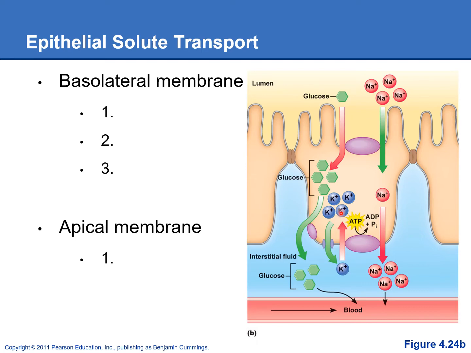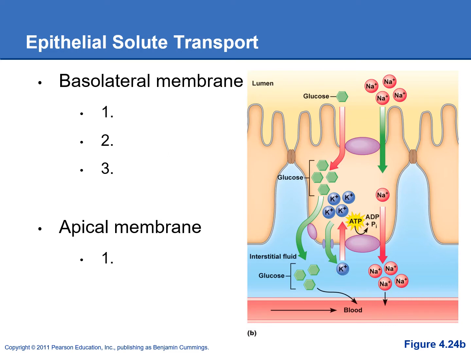Right to the left of that, we have some potassium diffusing through a potassium leak channel. And this is passive transport, right? So with diffusion through channels, we move from high to low concentration. So we're going down the gradient, and we don't need any energy to do that.